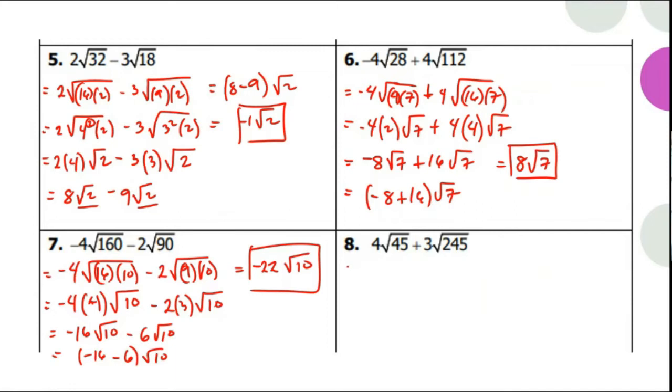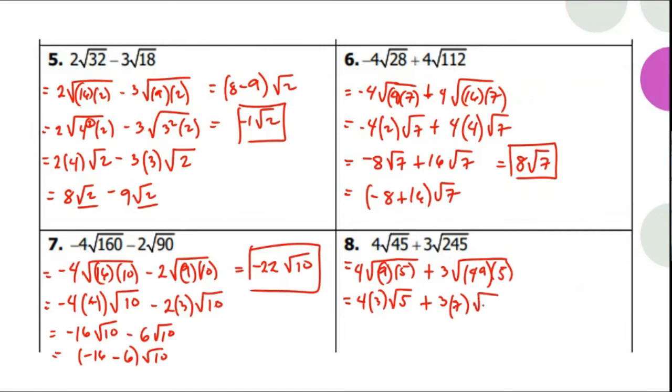Okay, so in this case, 4 square root of 45 plus 3 square root of 245. Those can be written in simplest form. So 4 times 9 times 5 is the factors of 45, and 245 is 49 times 5. Okay, so in this case, we will simplify 4. Square root of 9 is 3. So we will multiply 4 by 3 square root of 5 plus 3 times 49. Square root of 49 is 7. So 3 times 7 square root of 5.